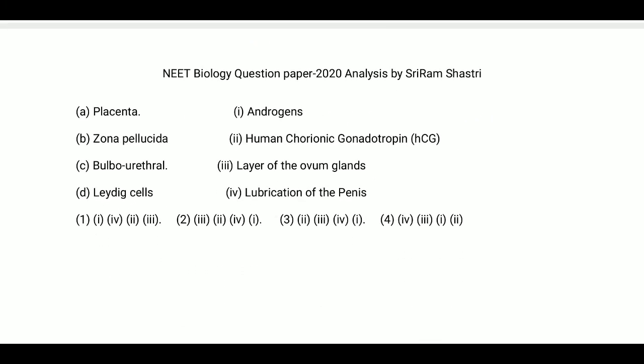Placenta, zona pellucida, bulbourethral gland, Leydig cells. This is a human reproduction topic. Androgen, HCG, layer of ovum, glands, lubrication of penis. Options you have to match and identify. Let's match. Placenta releases human chorionic gonadotrophin, HCG. Then zona pellucida, layer of ovum. Bulbourethral gland, lubrication of penis. Leydig cells, androgens, that is testosterone. So the third option is the right answer.